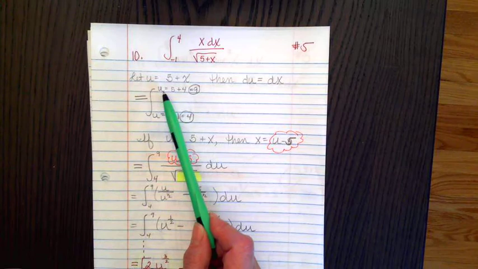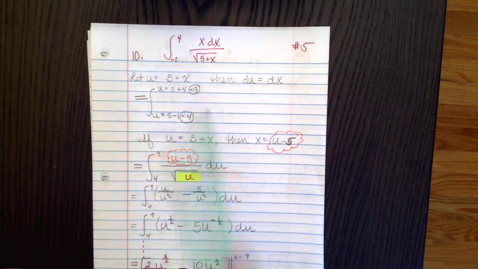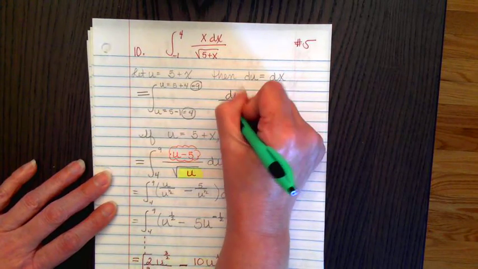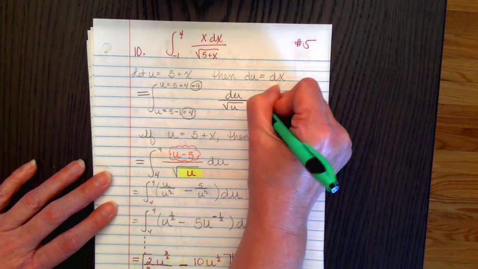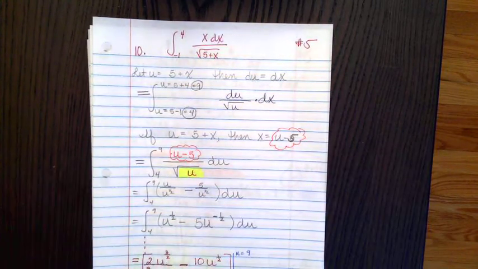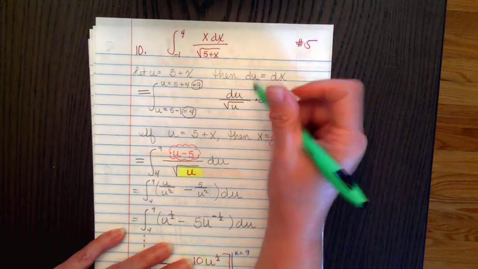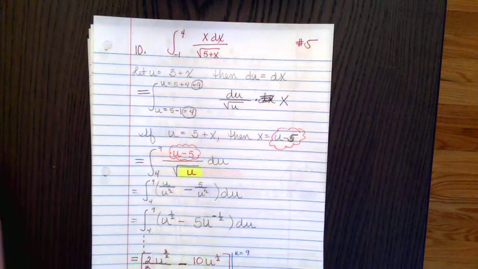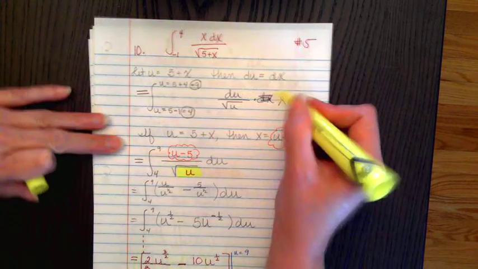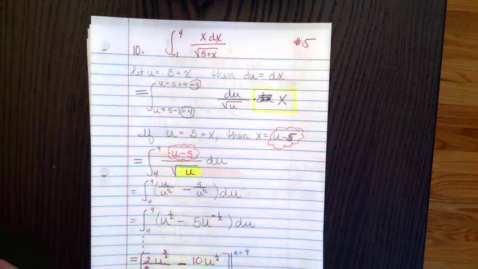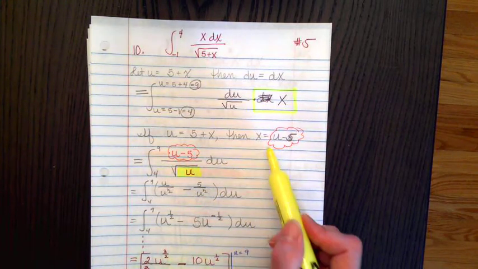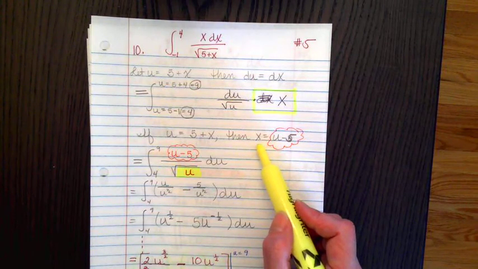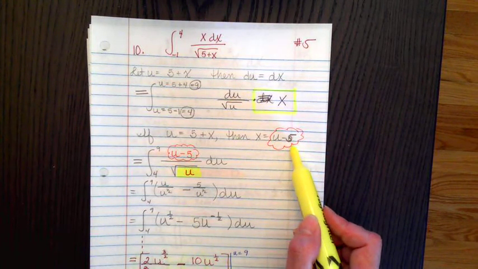So what we have is u going from 4 to 9. And when we do this, we've got a du and a u, but we still have this extra x. The dx is equal to du, but we've still got this extra x left over. So the problem becomes, okay, what do I do with this x? It's easily solved when we go back to the substitution, because if u equals 5 plus x, then solving for x, we get that x equals u minus 5.